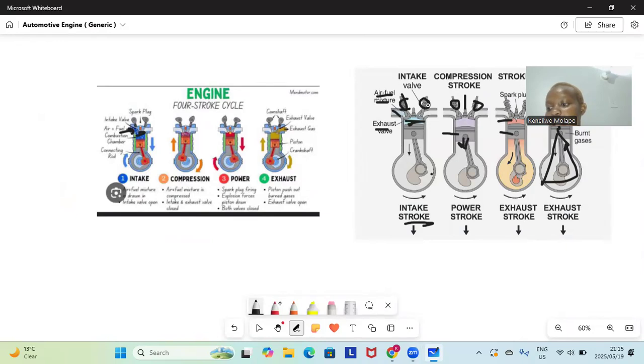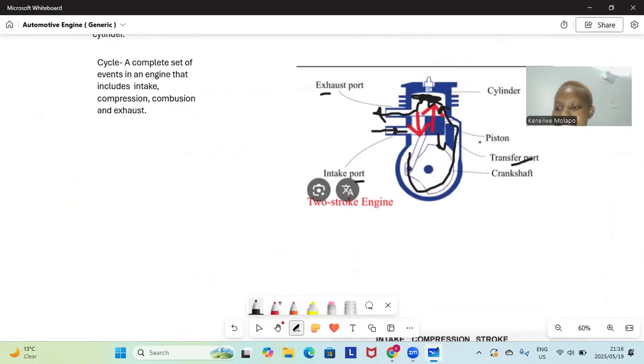The four-stroke engine is used in cars, motorcycles, and generators. The two-stroke engine is used in scooters and outboard motors. The other thing is that the four-stroke engine is heavier due to additional parts. You can see it has additional parts, so it is heavier. The two-stroke engine is lighter and more compact.